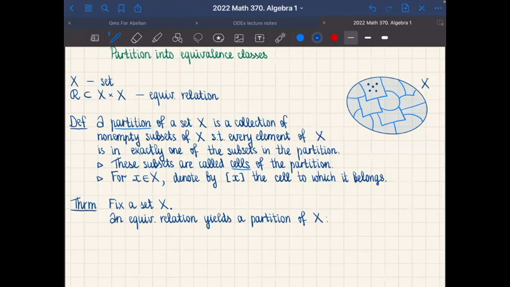Where the cells are like this, for every x. The cell containing x is the subset of those elements that are equivalent to x.